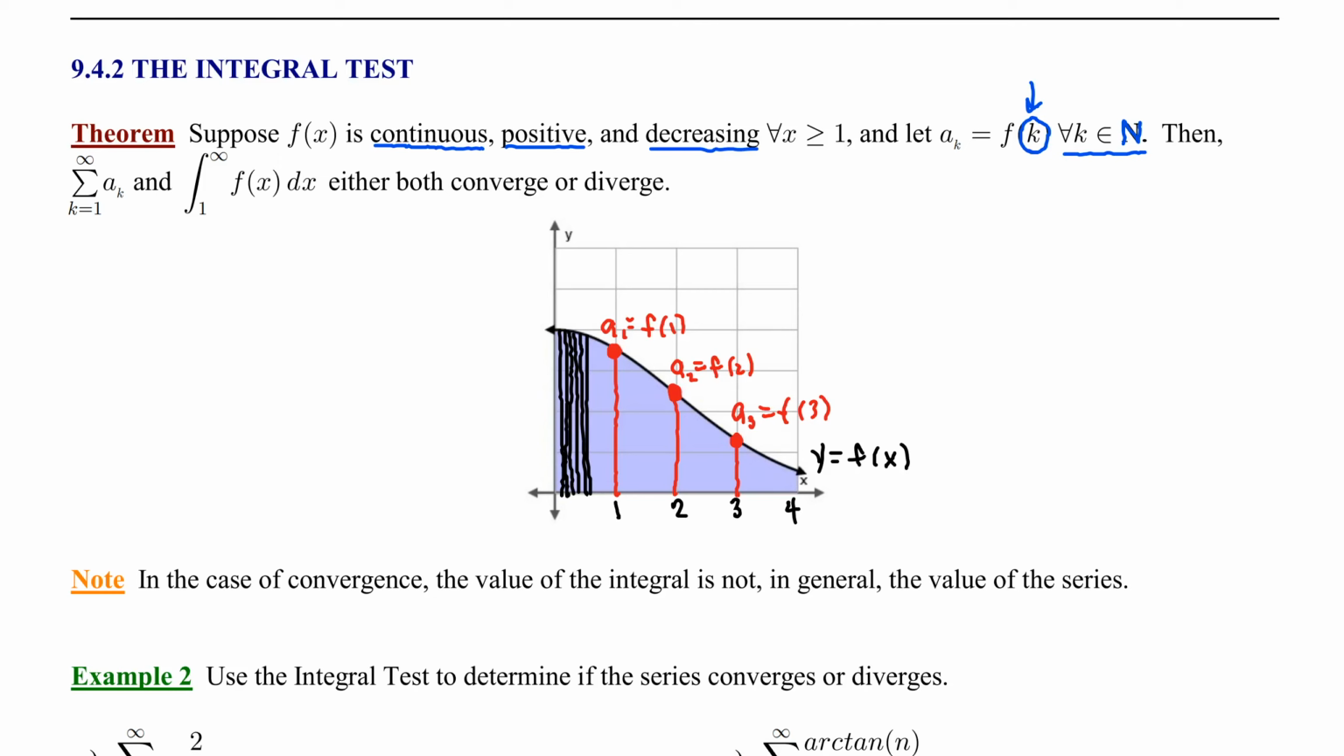So an integral actually sums more values than a series, right? The integral is summing a continuous function, whereas the series is summing discrete values. So if the integral converges, then the series, which is adding fewer values, should also converge. Conversely, if the integral diverges, then the corresponding series will also diverge.